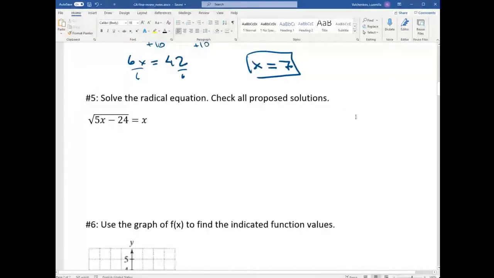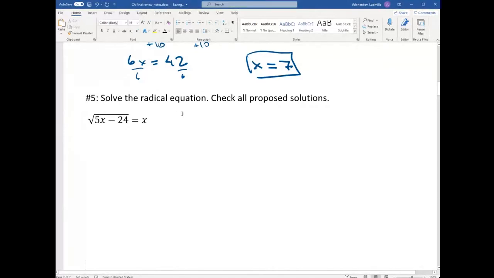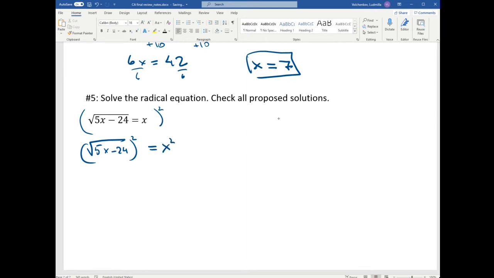Okay, a radical equation. To solve a radical equation, we need to square both sides. And remember that when you square an equation, you get extraneous solutions that must be excluded afterward. So if you square the square root, we just cancel the square root. Yes, so square root squared will be 5x minus 24.